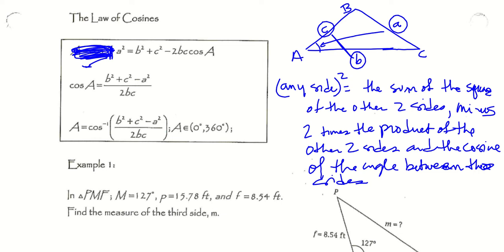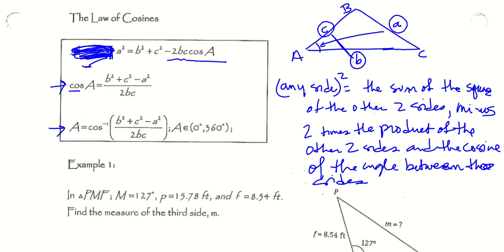Now, if we were to take this equation and solve it for the cosine of A, we would subtract B squared and C squared, and then we would divide by this negative 2BC. And if we distribute that negative, we end up with this. We're actually not going to use that for anything, but if we take that and remove the cosine by taking the inverse cosine, the arc cosine of both sides, then we have a formula for finding an angle when we know the three sides.